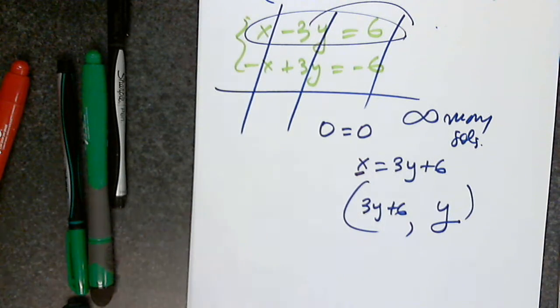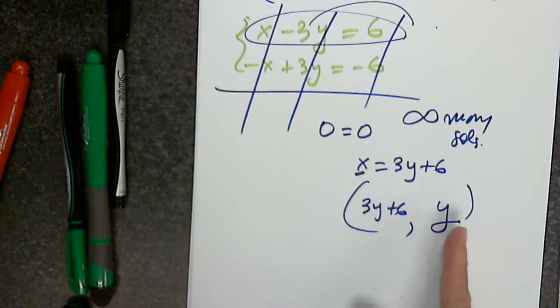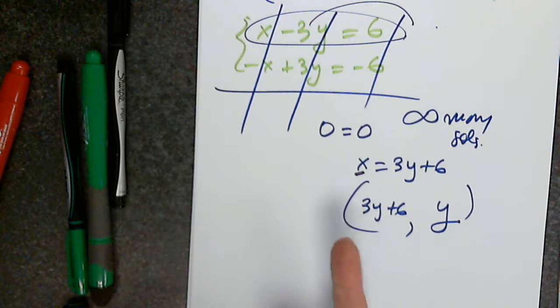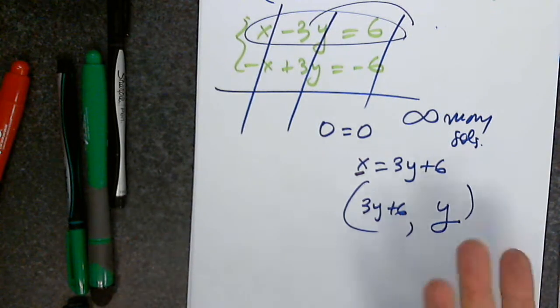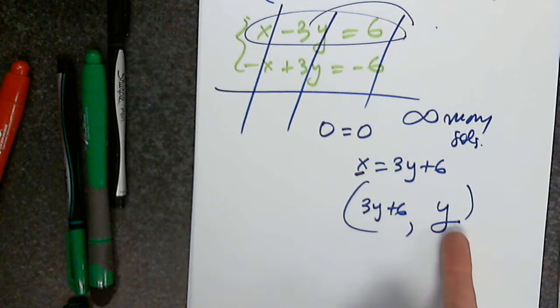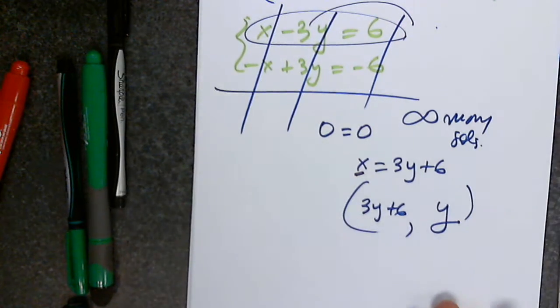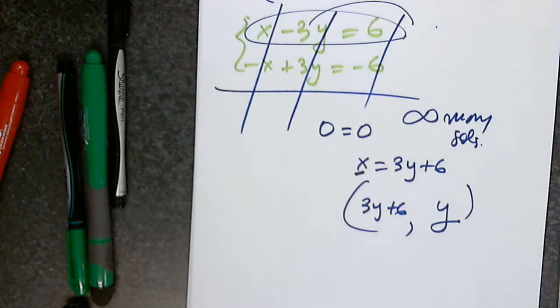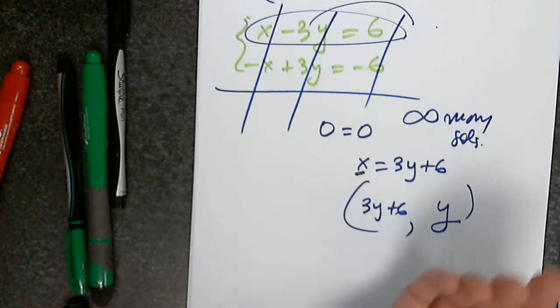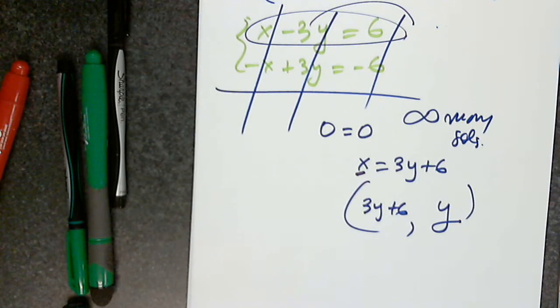In other words, if y is 0, this is 6 comma 0. If y is 1, this is 9 comma 1. If y is 2, this is 12 comma 2. If y is negative 5, and so on. And you can come up with all ordered pairs like that. I'm fine if you write this, but this is the elegant way of writing infinitely many solutions.